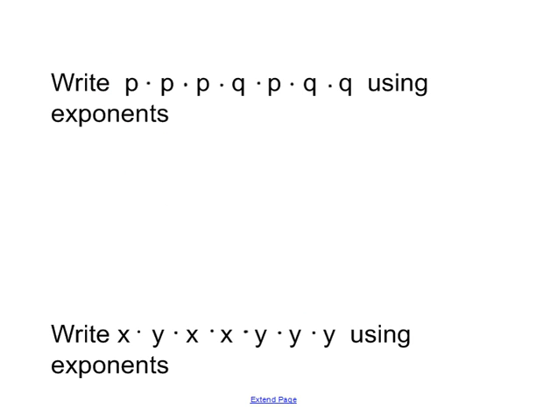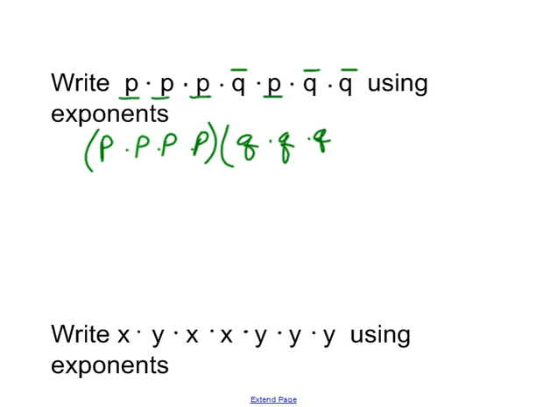Here I'm going to group some like terms together, but I want to make sure of the letters: P times P times P times Q times P times Q times Q. Well, if I group the like terms together, I've got P times P times P times P, there's 4 of them, times Q times Q times Q. So in this case, it is P to the fourth power times Q to the third power.